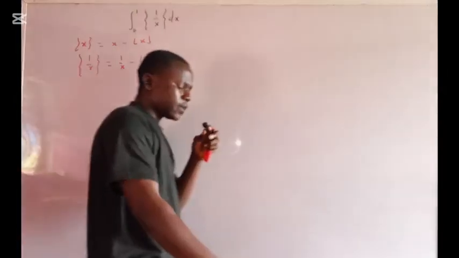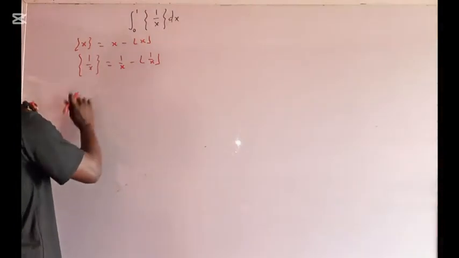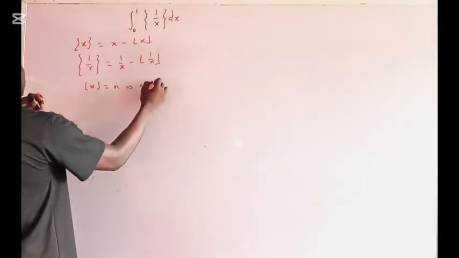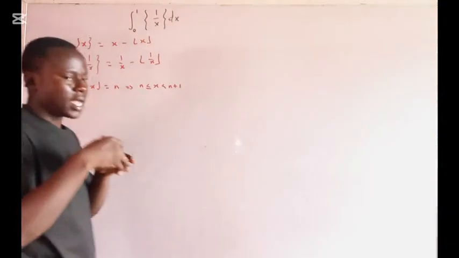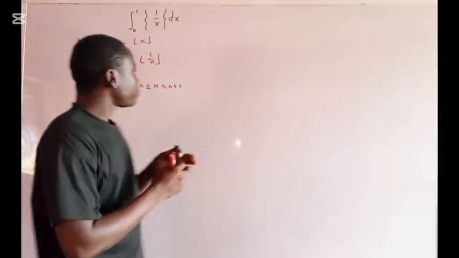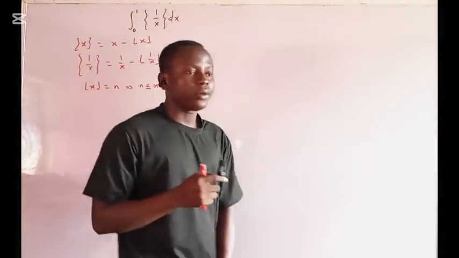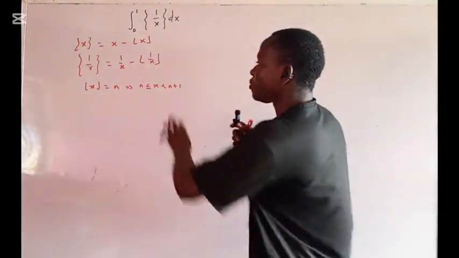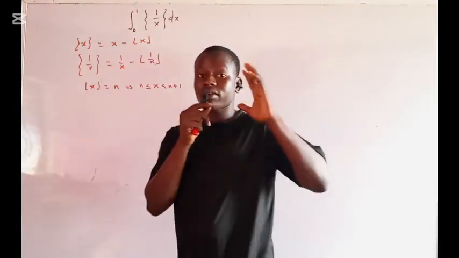Now here is your floor function briefly. If the floor function of x is equal to n, this implies that n is less than or equal to x, then less than n plus 1. Take note of that. So n is less than or equal to x, then less than n plus 1. Don't forget, I said at some point the floor function remains constant.